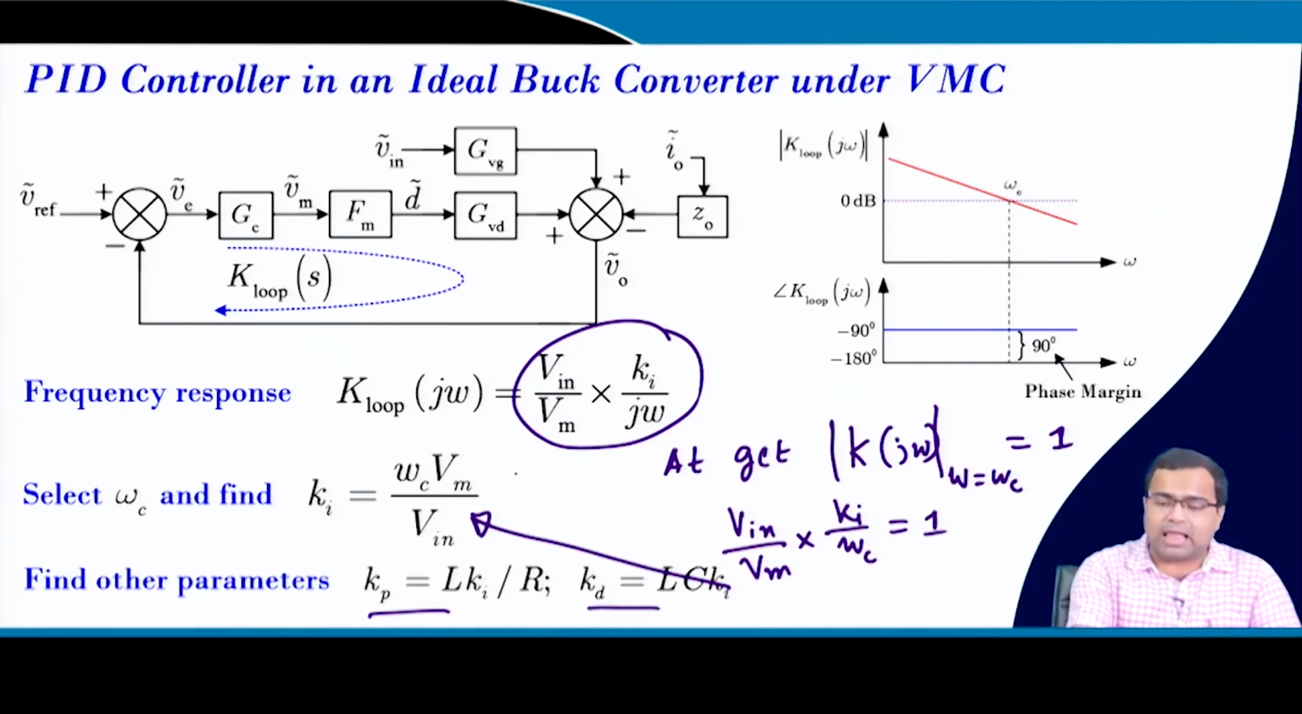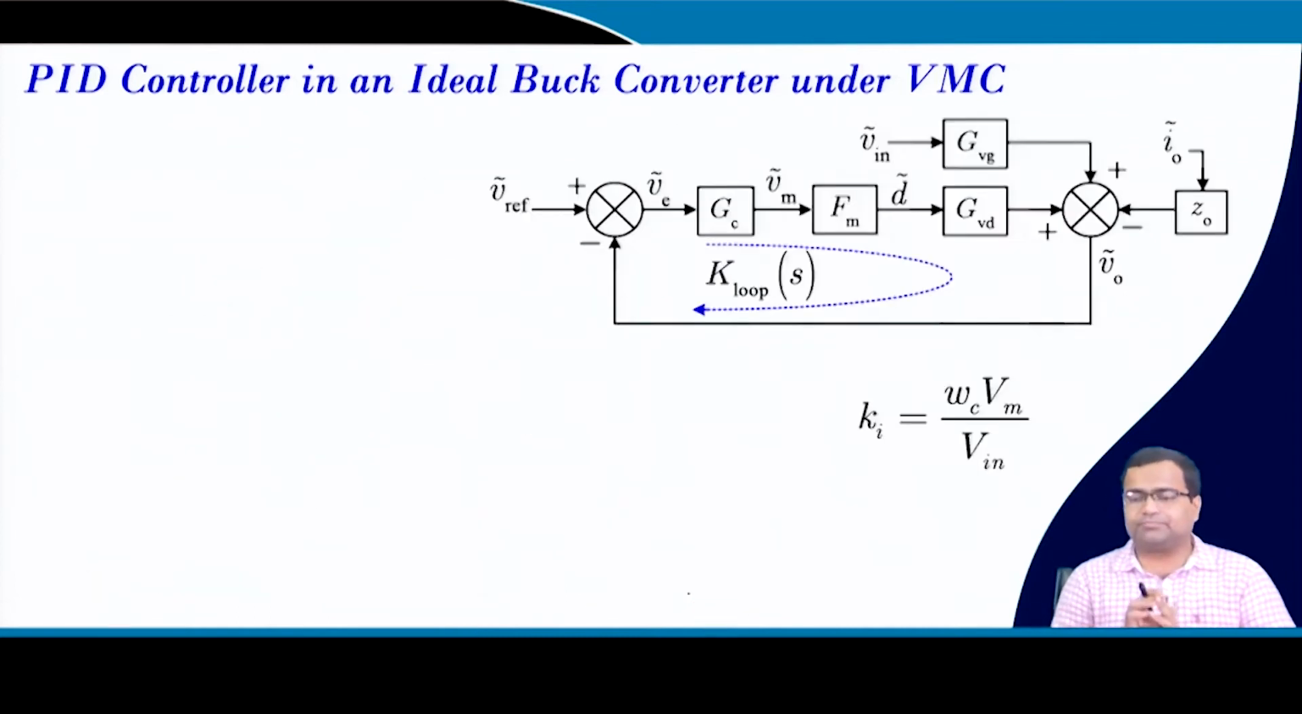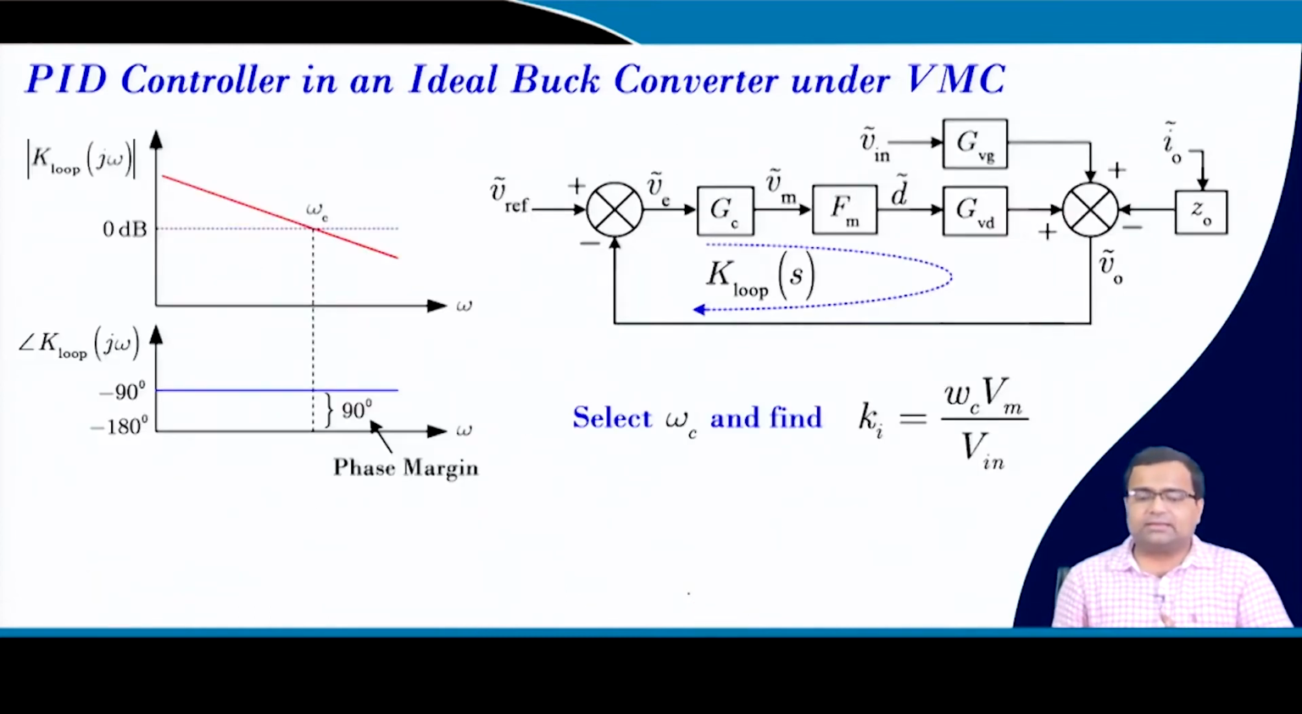Now we have another equation, equation 2, equation 3. So we have 3 equations and 3 unknowns, and we can solve them for Ki. If we want to increase the gain crossover frequency, then we need to increase the integral gain, simply the integral gain.